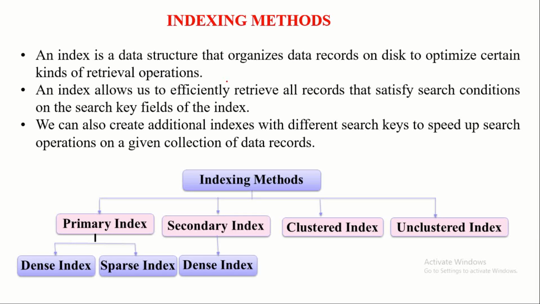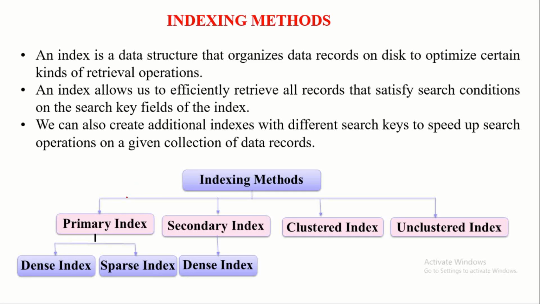An index allows us to efficiently retrieve all records that satisfy search conditions on the search key field of the index. As well, we can create additional indexes with different search keys to speed up search operations on a given collection of data records. There are a number of index methods.